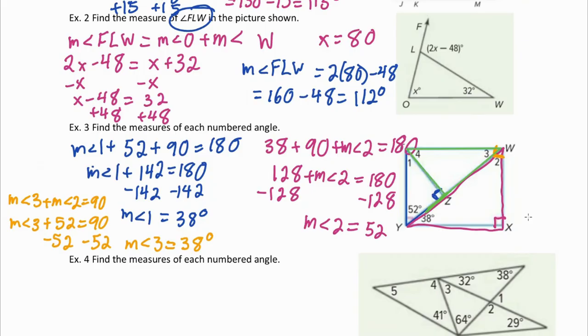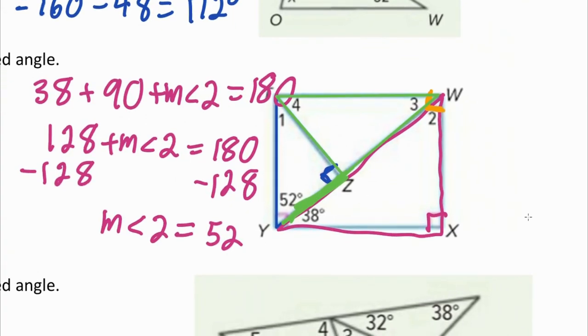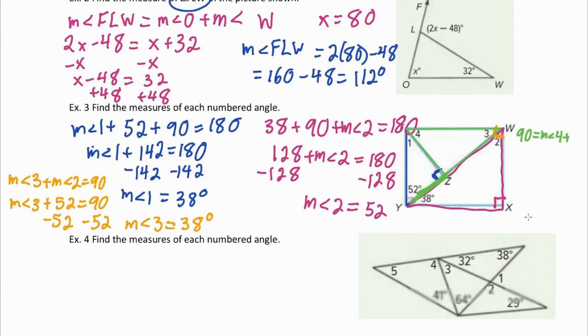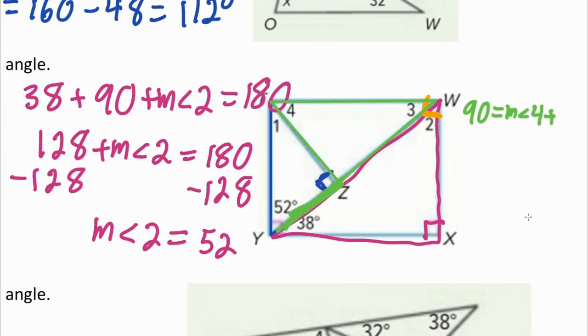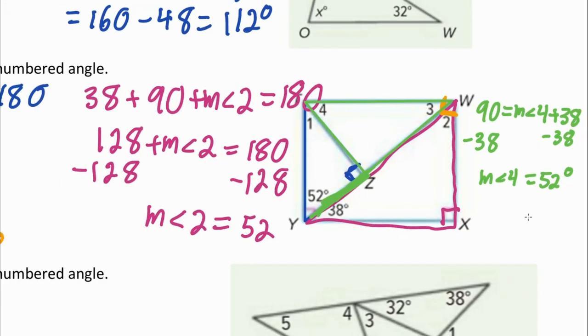And we know that we have this exterior angle, and we know that it's 90. So we know that 90, that exterior angle, is going to be equal to the sum of the 2 remote interior angles. So that's going to be the measure of angle 4 plus the measure of angle 3, which we just found to be 38. So we can subtract 38 from both sides, and that will allow us to get that the measure of angle 4 is going to equal 52 degrees. Alrighty, again, we use that exterior angle theorem there to get that last piece. There's more than one way to do it, but that's how we got it.